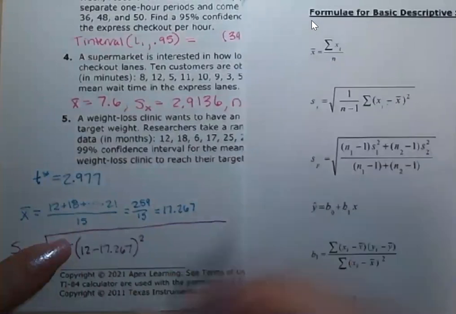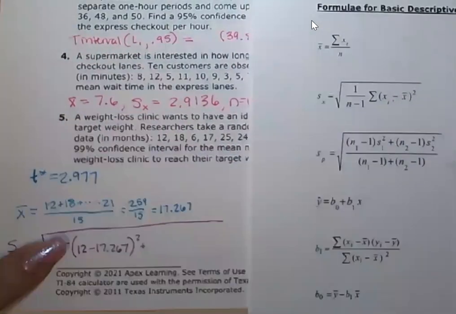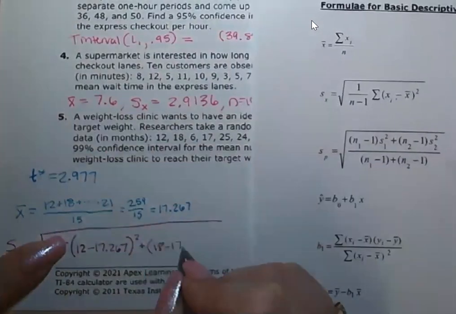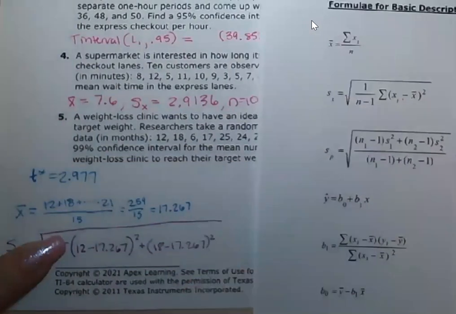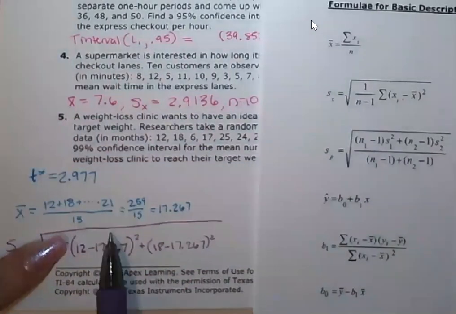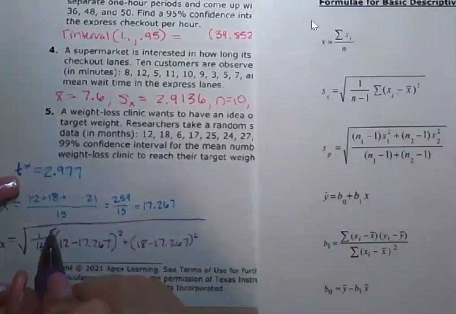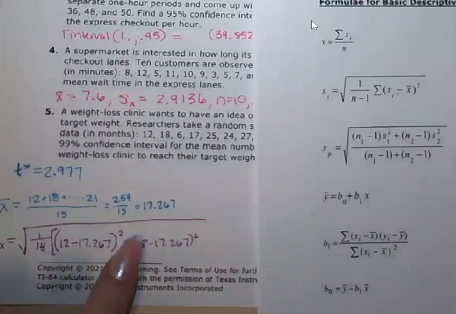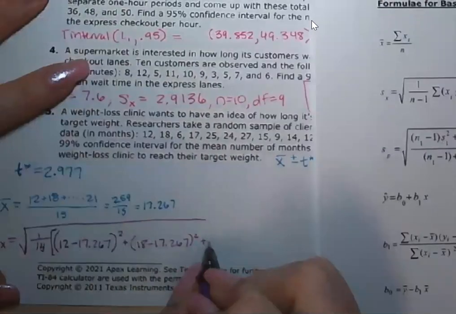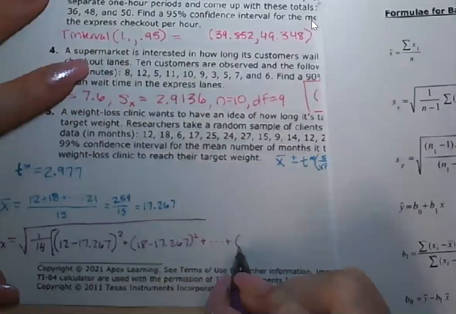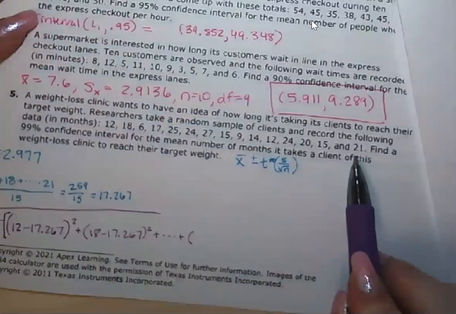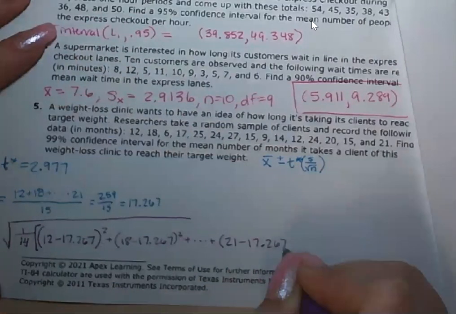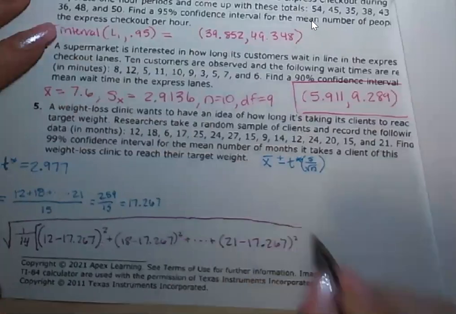So I would write my next data point, 18 minus 17.267 all squared. And we continue that for every single data point. Actually, we need to put a bracket there. I'm going to multiply it by this 1 over 14 after I've added all these together. So I'll do plus dot dot dot and write my last one, which is the last data point, 21. So 21 minus 17.267 all squared, for all 15 data points.